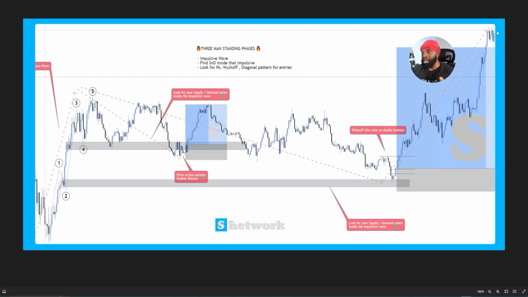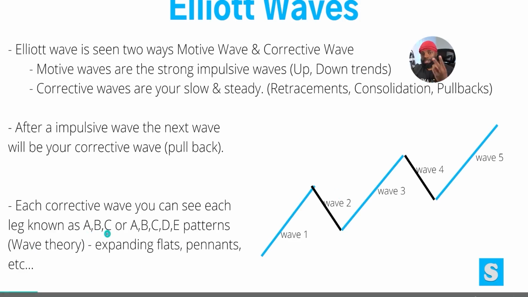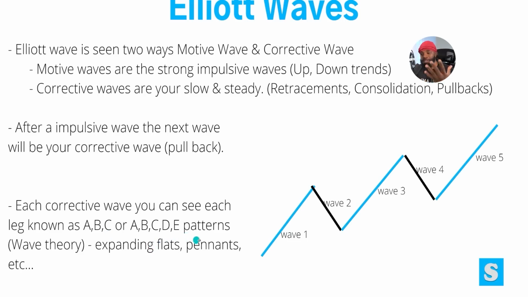So now let me break it down just a little bit more so you can understand. I said earlier, you have your impulsive and you have your corrective wave. Your corrective wave is known as an ABC, which is 3 waves, or ABCDE, which is 5 waves. Essentially, when you're looking at a motive wave, you're only looking at a trend either going up or going down. So if you pay close attention to my blue lines, these are all trend lines, or what I like to call my impulsive moves. So wave 1, wave 3, and wave 5.